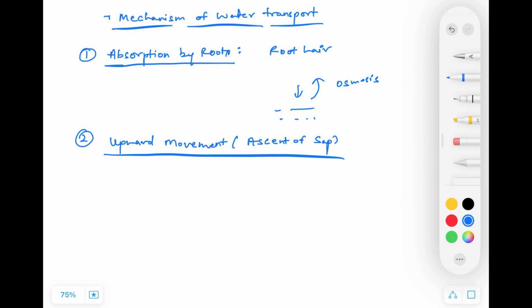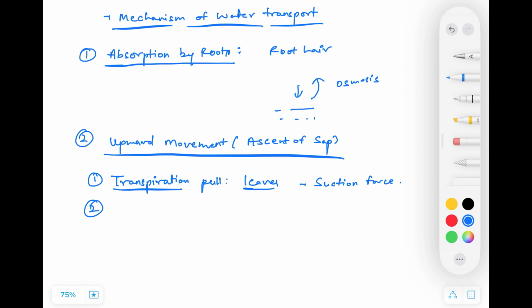The water moves upward through the xylem due to transpiration pull. We know what transpiration is, the process in which water is lost from leaves. So this transpiration creates a suction force that helps in the upward movement.